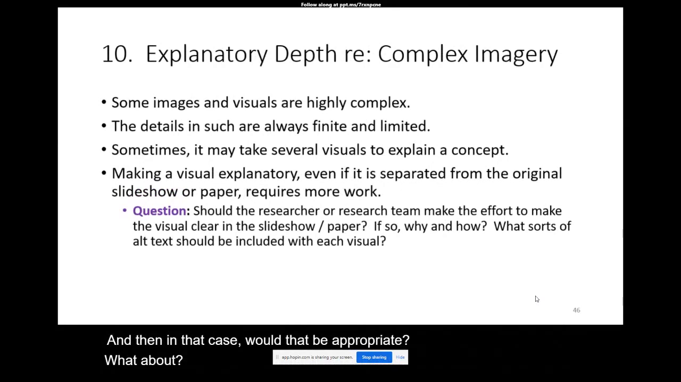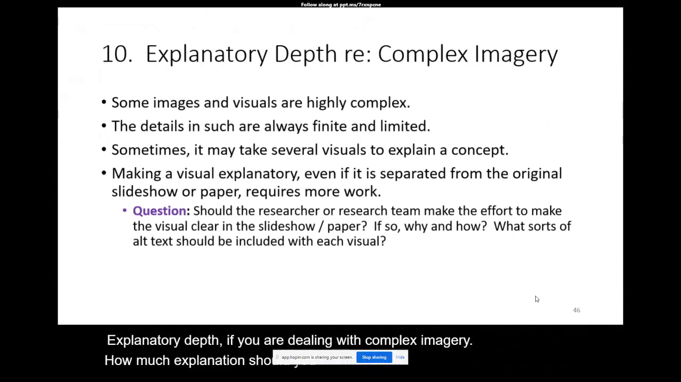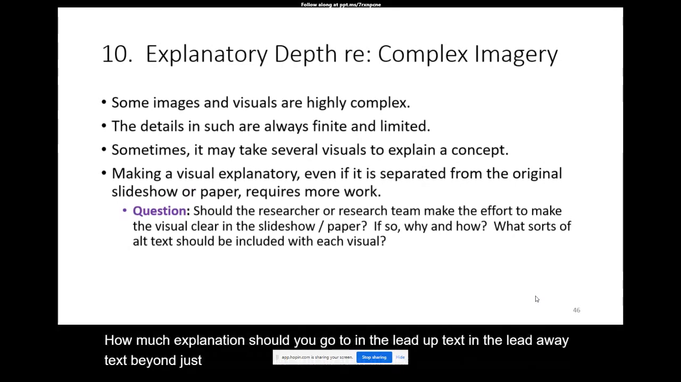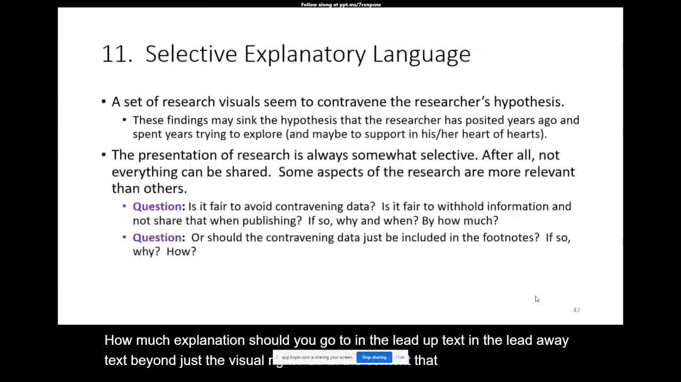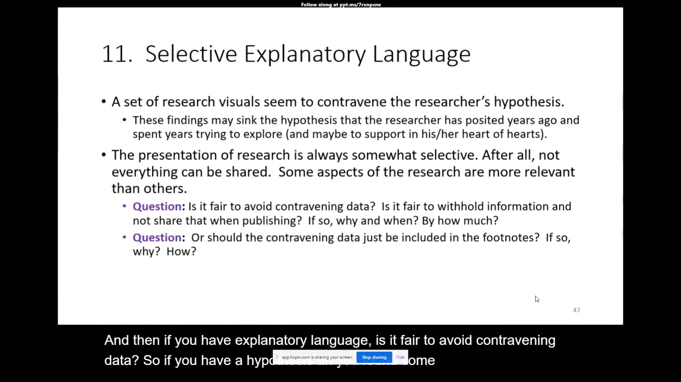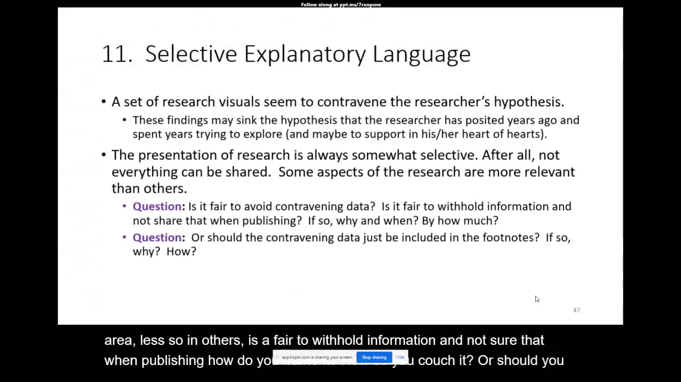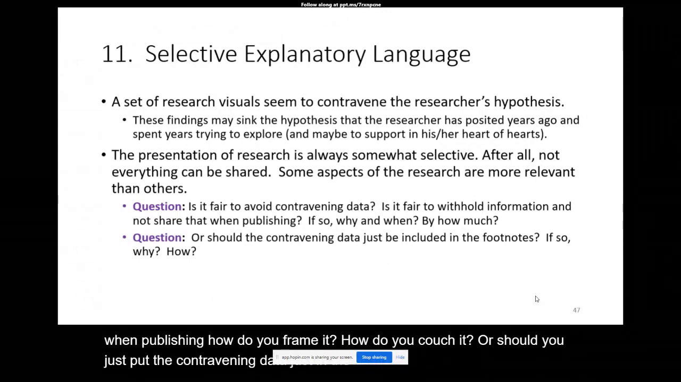What about explanatory depth? If you are dealing with complex imagery, how much explanation should you go to in the lead up text, in the lead away text, beyond just the visual, right? So in the context that the visual is used. And then if you have explanatory language, is it fair to avoid contravening data? So if you have a hypothesis and you found some support for it in one area, less so in others? Is it fair to withhold information and not share that when publishing? How do you frame it? How do you couch it? Or should you just put the contravening data just in the footnotes with the assumption that maybe people don't read the footnotes?